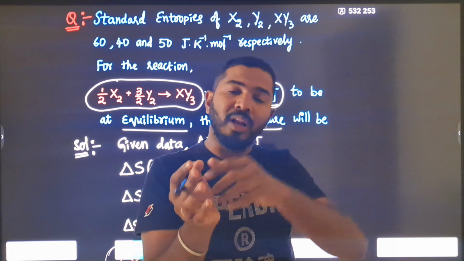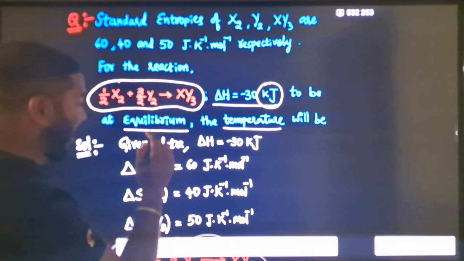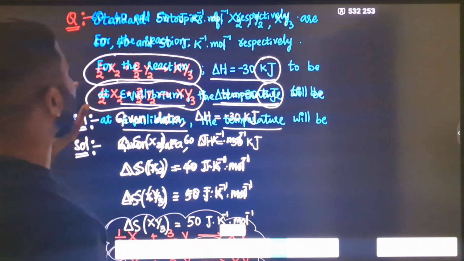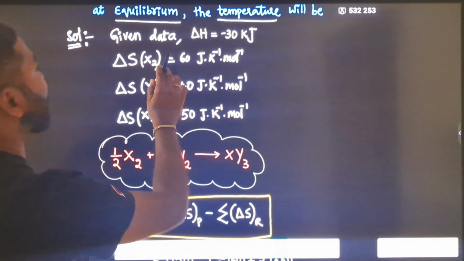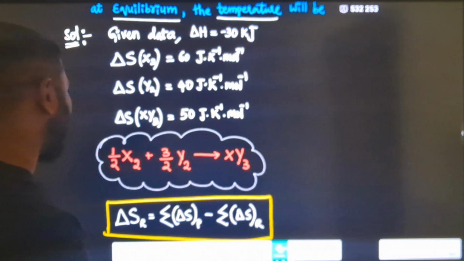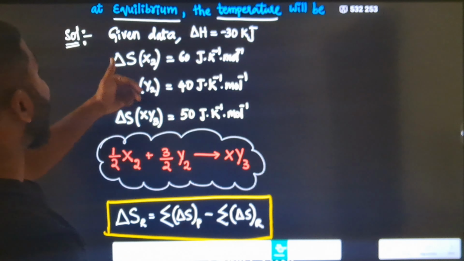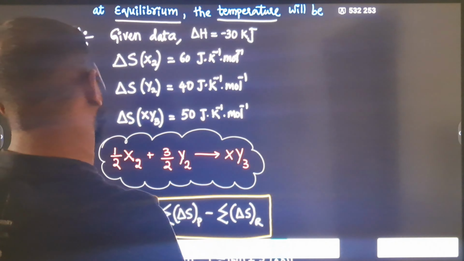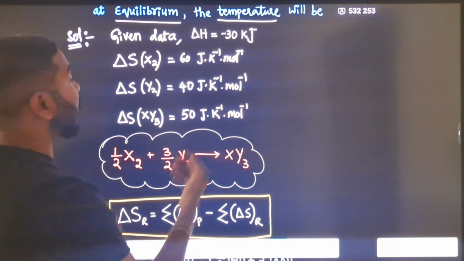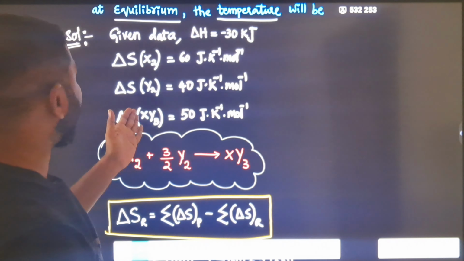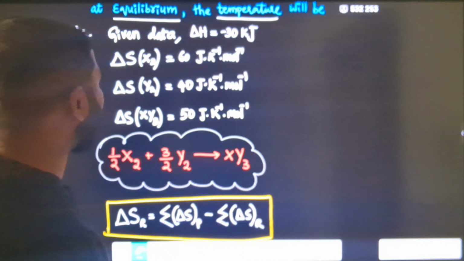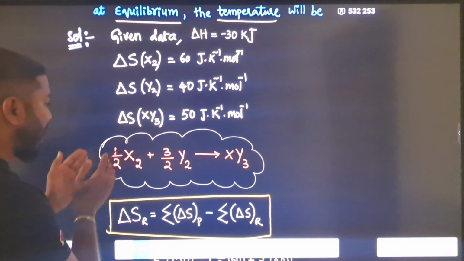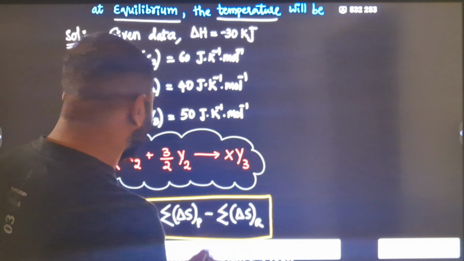First of all, let us understand the question and write down the given data. Delta H is minus 30 kilojoules. Then they have given entropy for X2 as 60 joule Kelvin inverse mole inverse, for Y2 it is 40, and for XY3 it is 50. And the equation is 1/2 X2 plus 3/2 Y2 gives XY3.